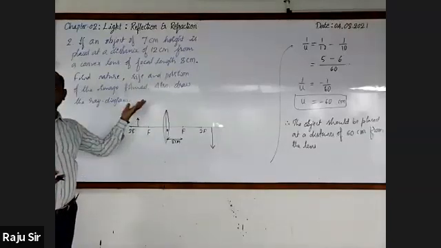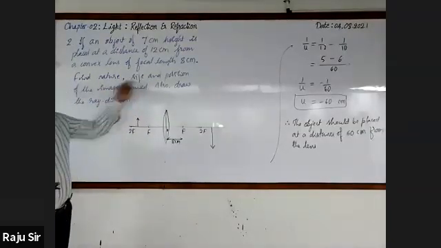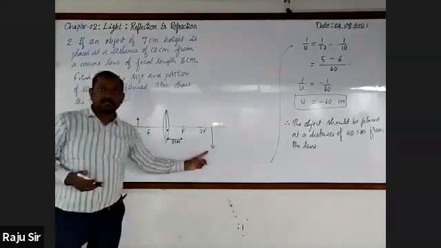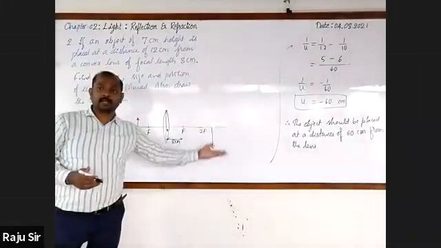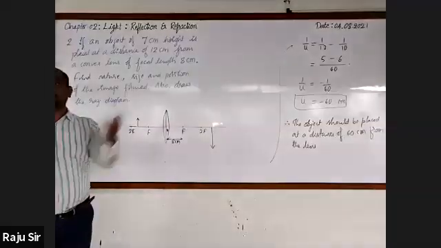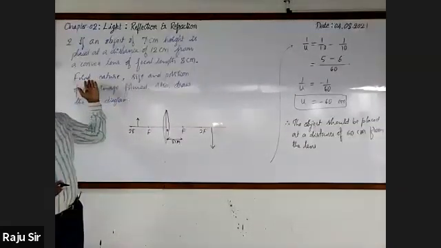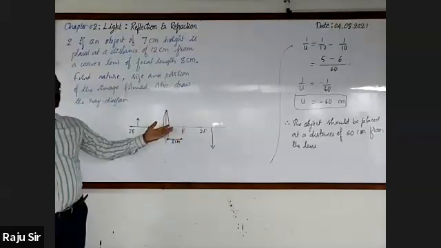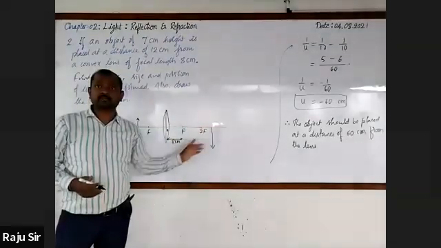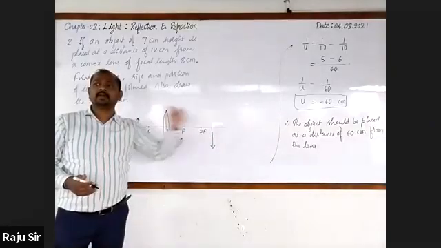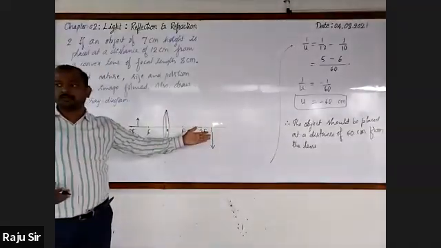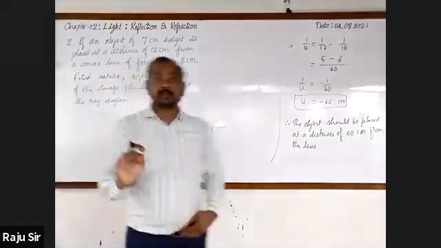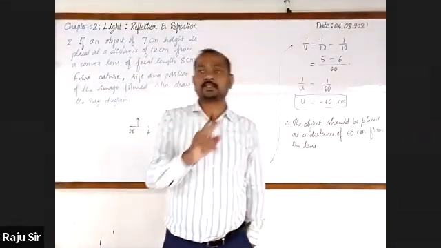Just by discussion only, we have come to know the characteristics: nature, size, and position. Nature is real and inverted. Size is magnified. Position is beyond 2F, means at what distance? Just approximate distance here, more than 16 centimeters.